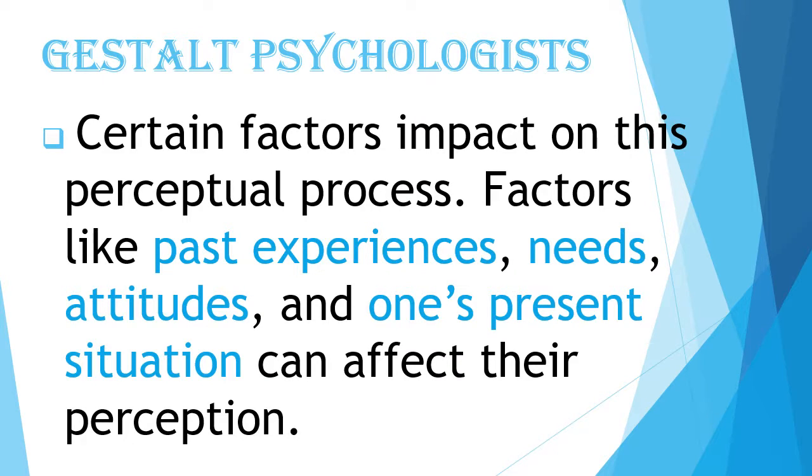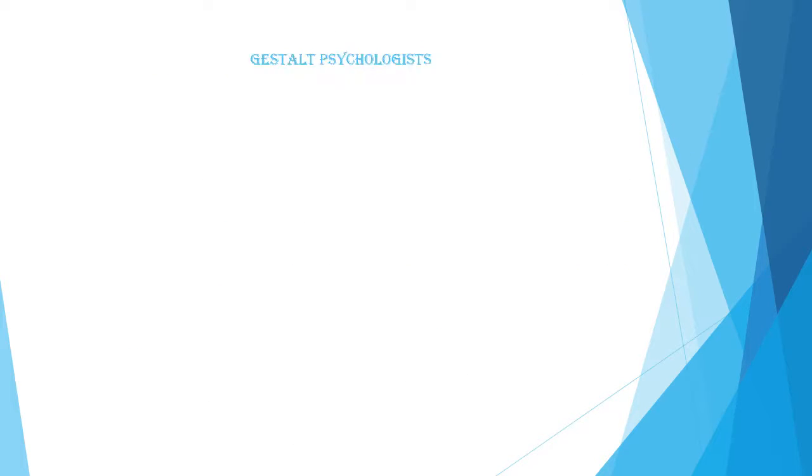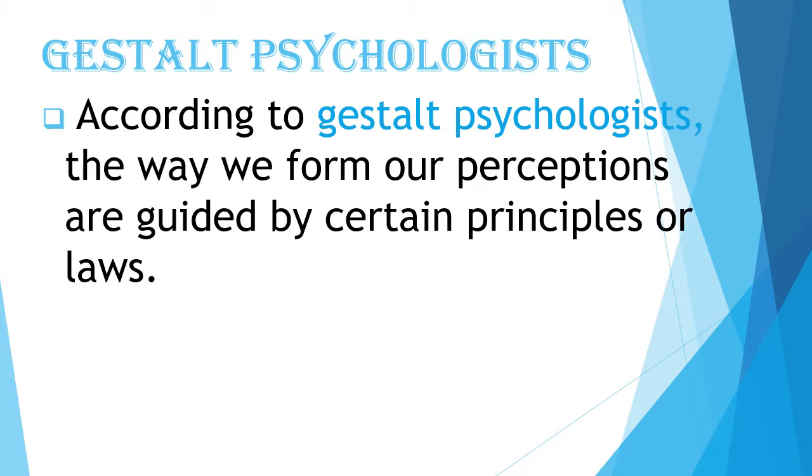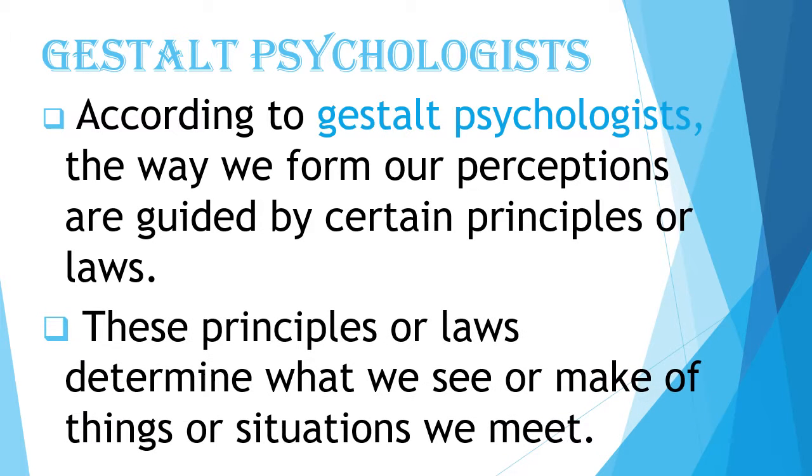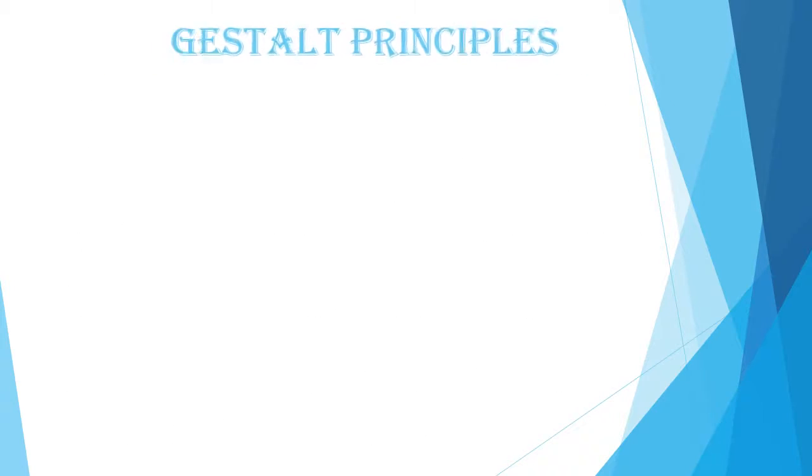Now, certain factors impact this perceptual process. Factors like past experiences, needs, attitude, and one's present situation can affect their perception. According to Gestalt psychologists, the way we form our perceptions is guided by certain principles or laws. These principles or laws determine what we see or make of the things or situations we meet.